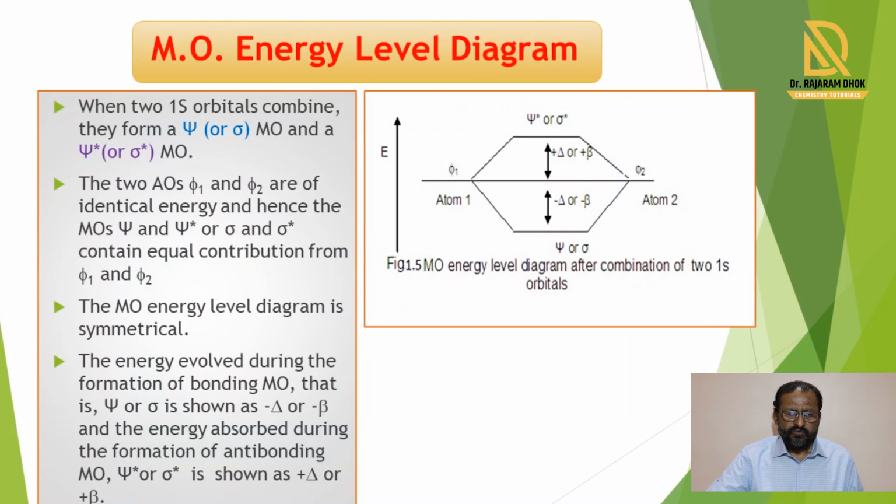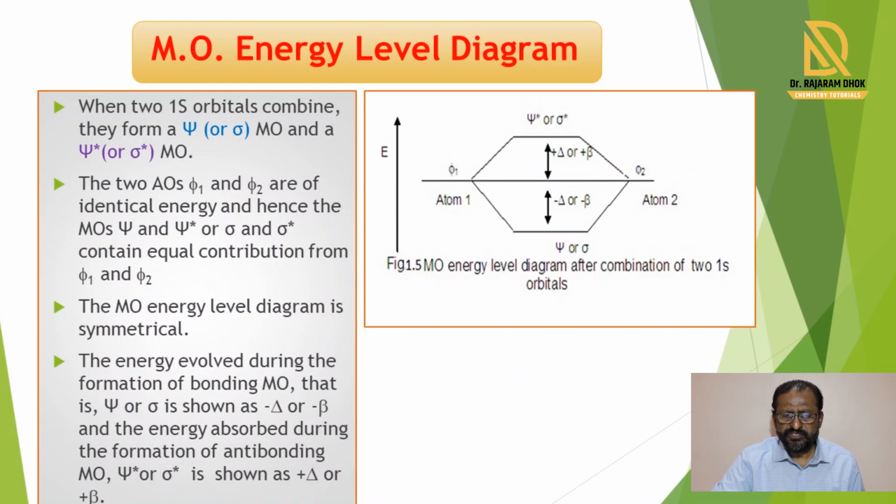Now we see one of the other diagrams. In this diagram you see there are two atoms, denoted as atom 1 and atom 2. When atom 1 and atom 2 interact with each other, their wave functions interact with each other. For atom 1, we denote the wave function phi 1, and for atom 2 we denote the wave function phi 2.